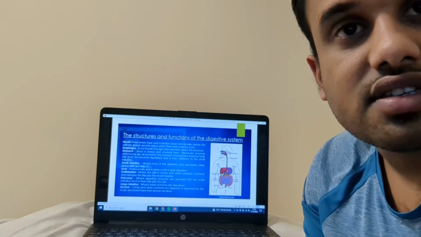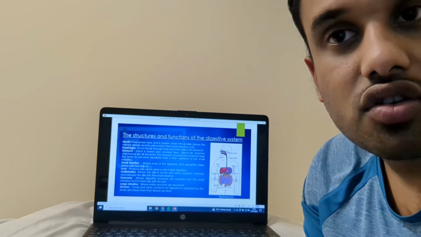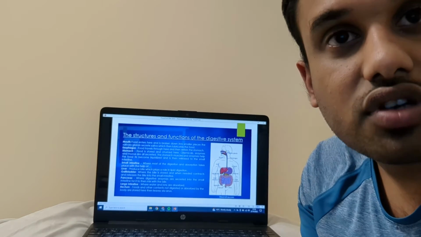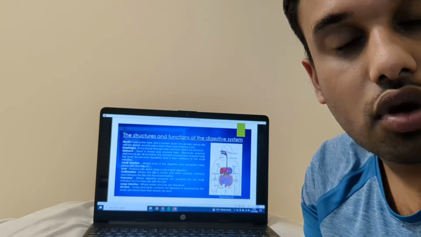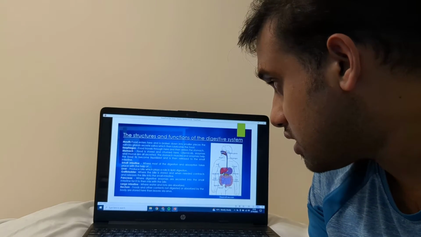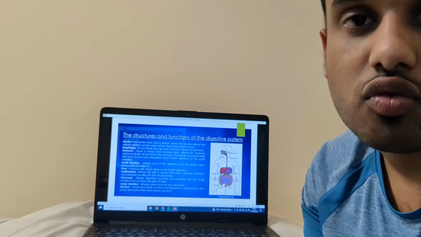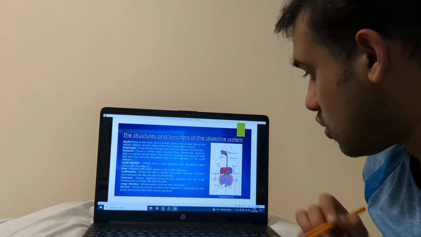The first one is the structure and function of the digestive system. As we all know, digestion starts from the mouth, where the food enters, and with the help of the teeth, the food is broken into smaller pieces, and the salivary glands secrete saliva which lubricates the food, and through the esophagus the food reaches the stomach.